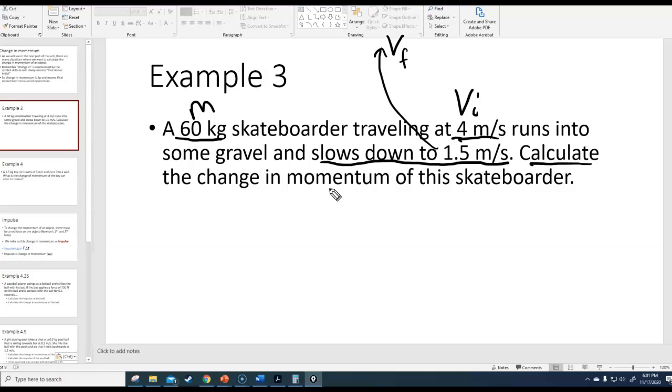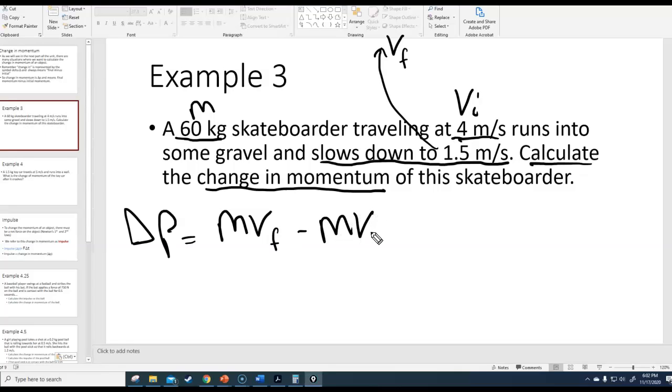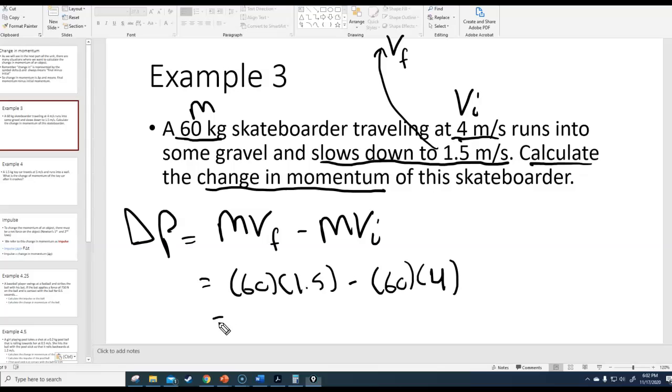Now when the question says calculate the change in momentum, that is delta P, and change in momentum is the final momentum minus the initial momentum. So that would be mv final minus mv initial. And now I just need to plug in some values. Okay, so the mass is 60. The final velocity is 1.5 meters per second. And then I'm going to subtract m times vi, so 60 times the initial velocity, which was 4. And then I'm just going to simplify that.